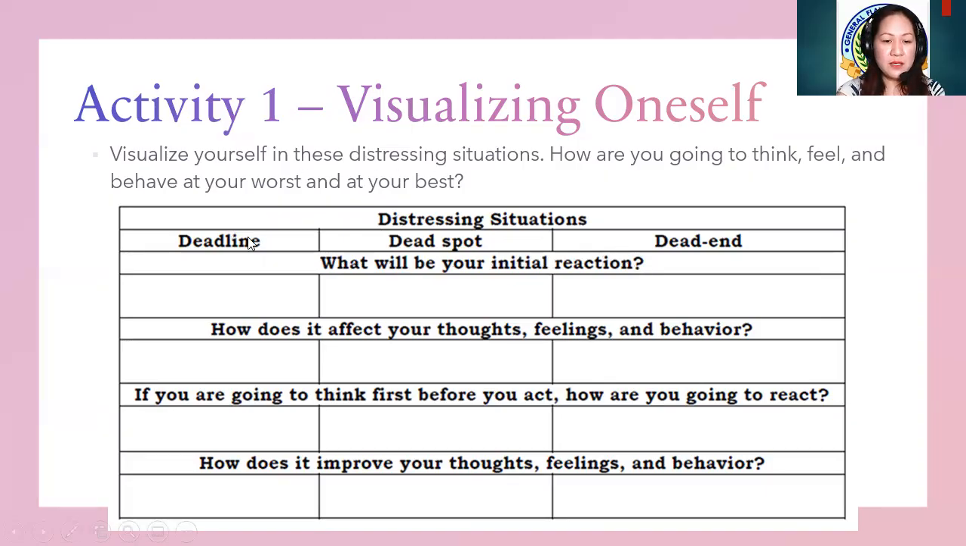So, meron tayo dito 3 column. Ito yung deadline, dead spot, and dead end. Okay. Pag sinabi natin deadline, for example, deadline is next week. Ayan. So, malinaw sa inyo, may deadline. Ibig sabihin may target date kayo.